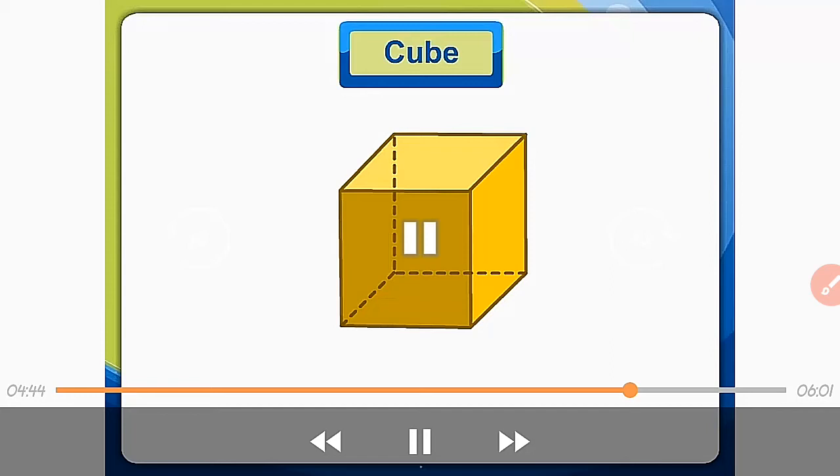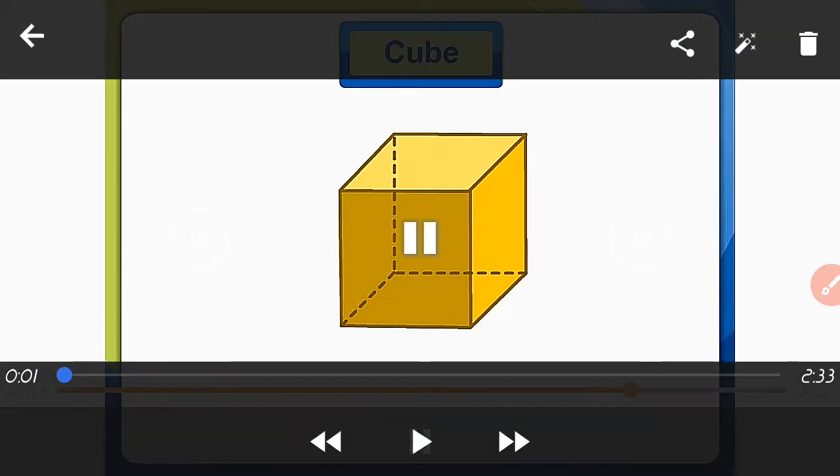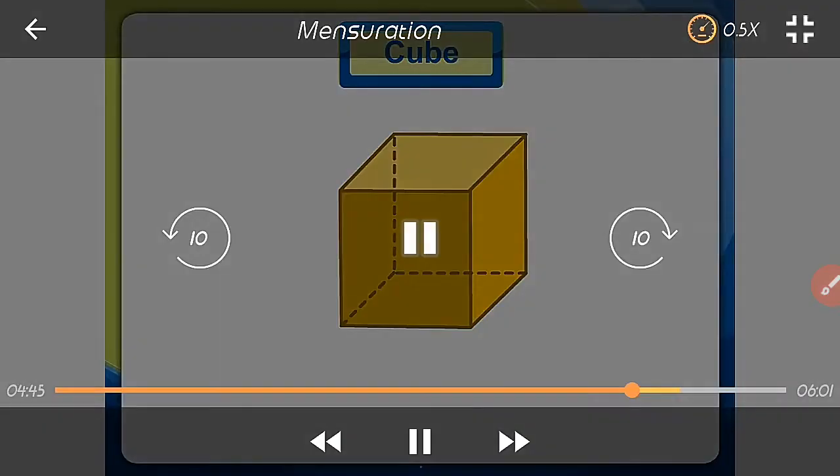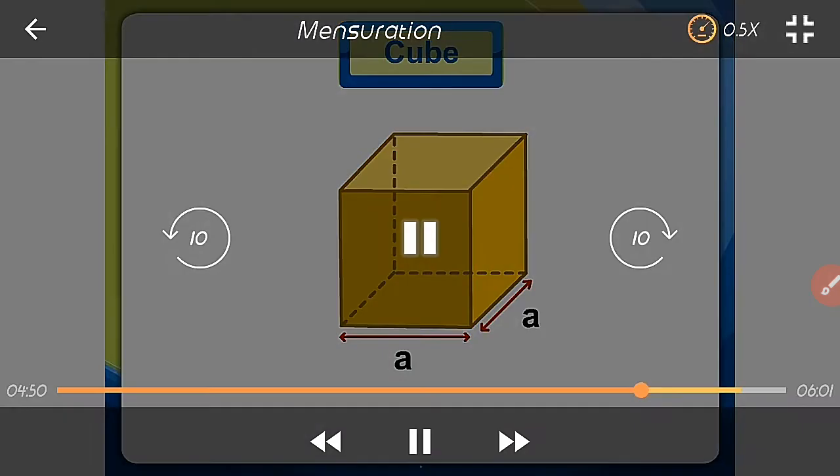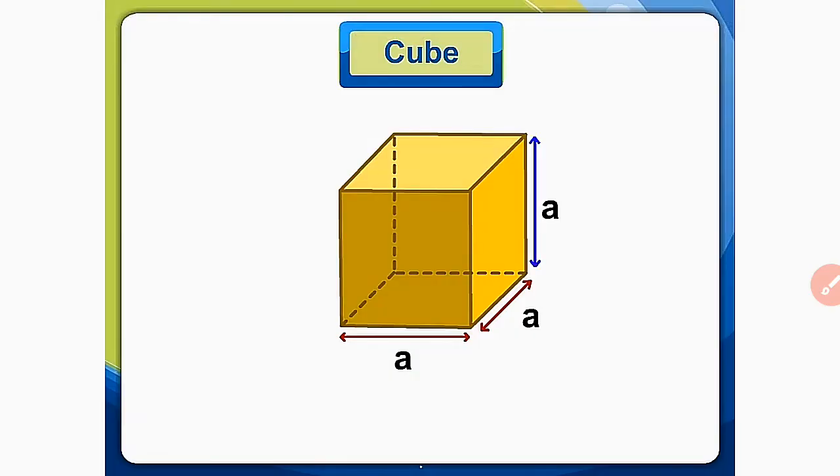Hello children, today let us learn how to calculate the total surface area and lateral surface area of a cube. Children, you pretty well know what a cube is. In a cube, all the three dimensions are equal and it has six square faces, as we learned in the solid shapes video. So as all the three dimensions are equal, if length is A, breadth will also become A and height will also become A. So all the three dimensions are equal. For our convenience, let us mark it as A.